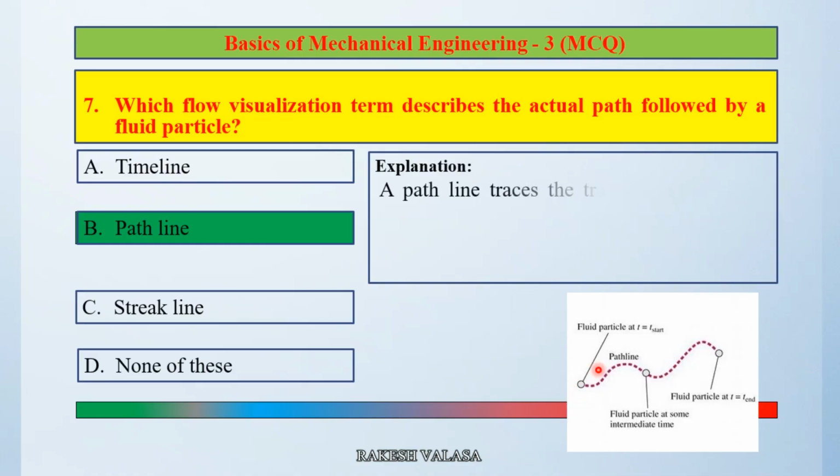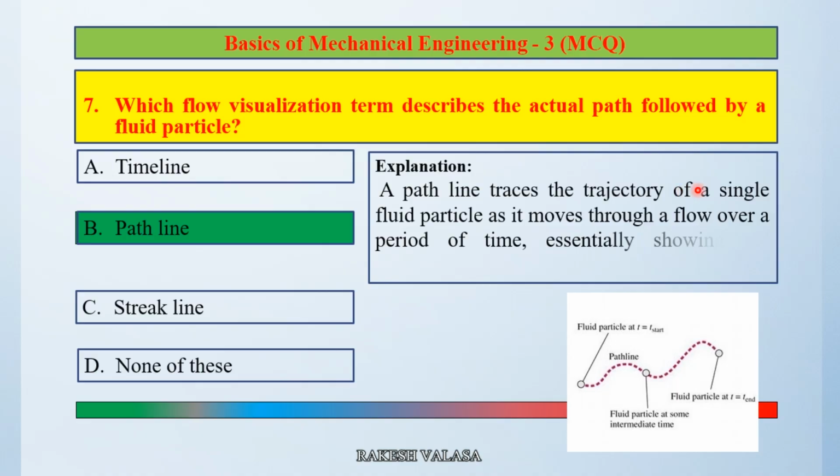You can also see this image. A path line traces the trajectory of a single fluid particle as it moves through a flow over a period of time, essentially showing the history of that particle's movement. So the correct answer is option B path line.